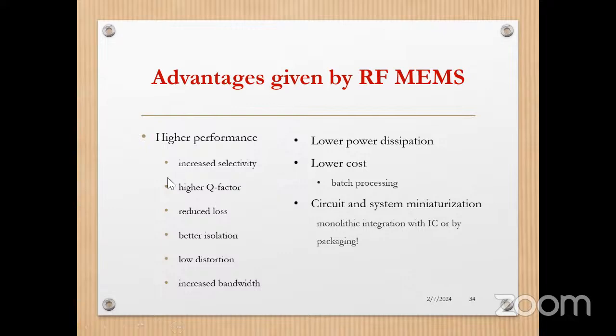So you have any component with increased selectivity, high quality factor for inductors and capacitors, reduced loss, better isolation, and low distortions. Isolation plays a very large role in switches, and in communications like amplifiers, increased bandwidth is obtained. In antennas, increased bandwidth has been obtained. And since the size is small, you have low power consumption. We go for batch fabrication, so the cost can be reduced drastically.